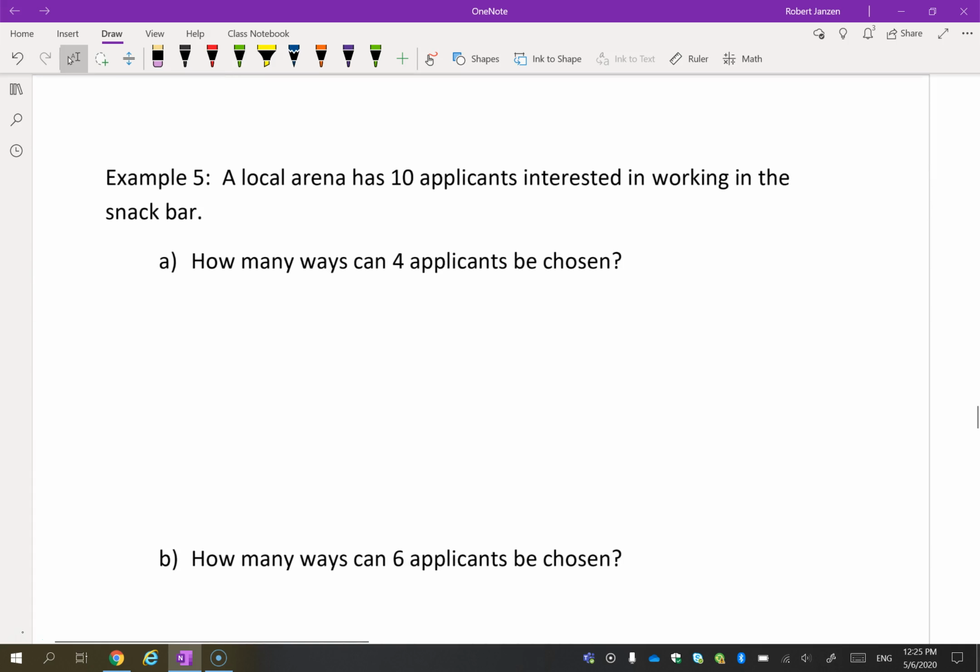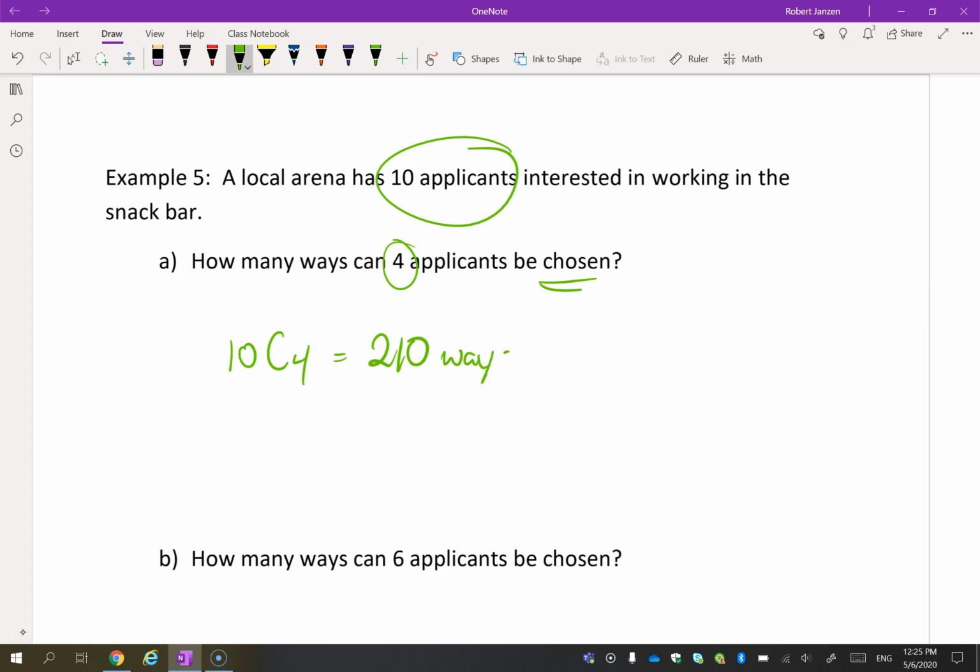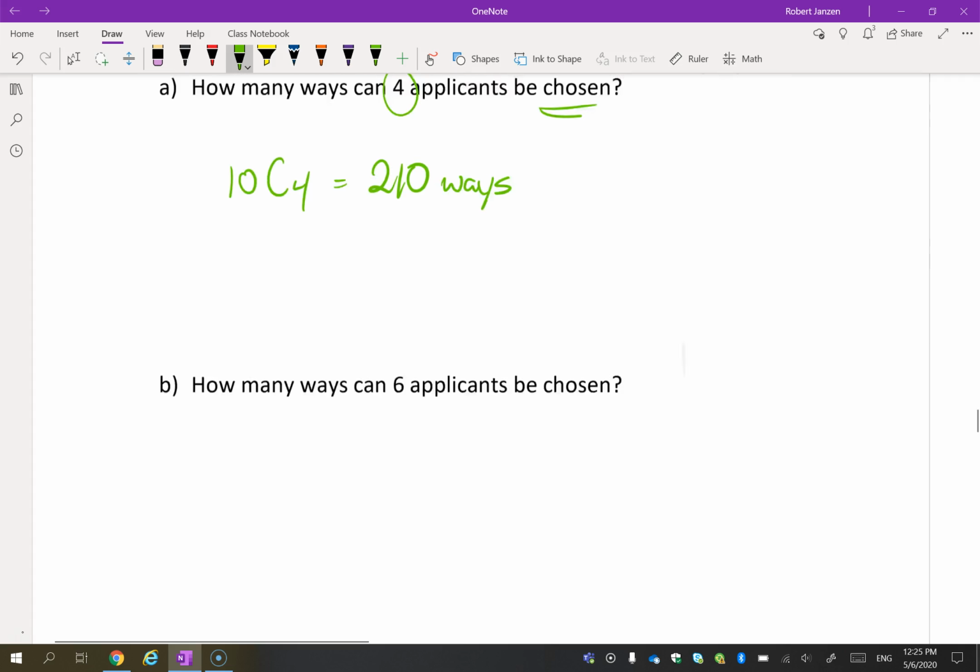More likely, the combination questions will have to do with applicants and filling a job. Here it says there are 10 people that apply for a job, and you want to pick 4 of them. Again, the hint word there is chosen. This is 10 choose 4. So there's 210 ways you can pick 4 people. It does not matter the order you pick them. It just means that that's how many different combinations you can have.